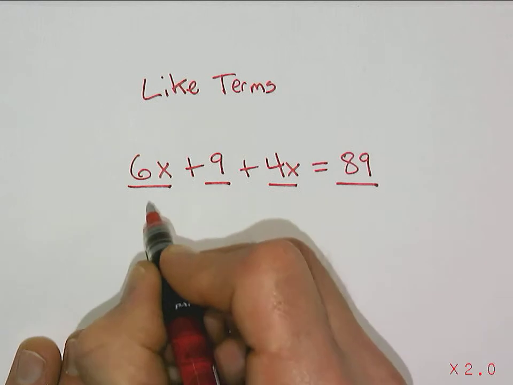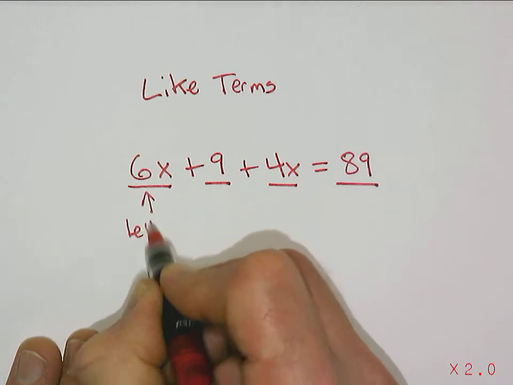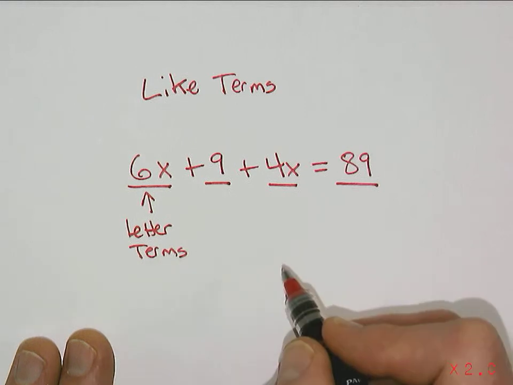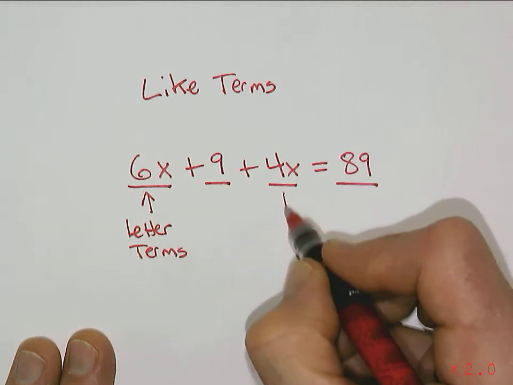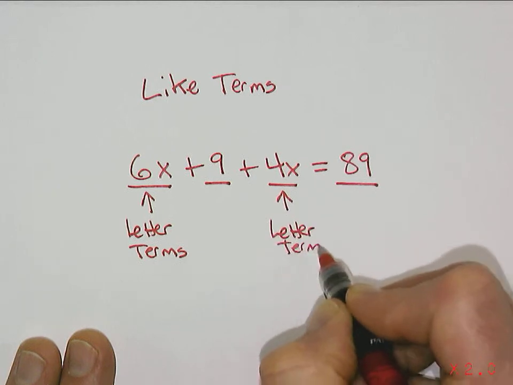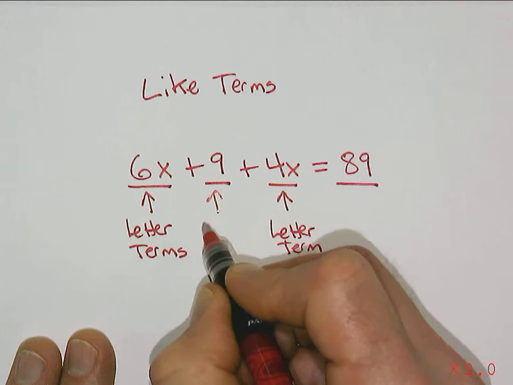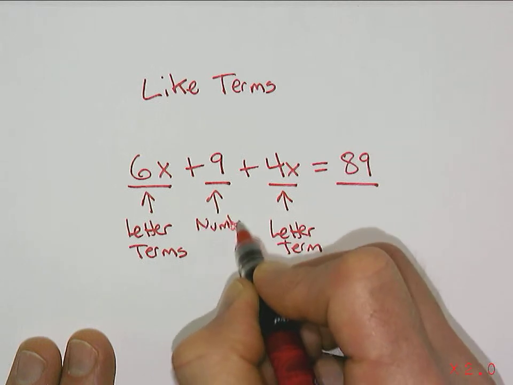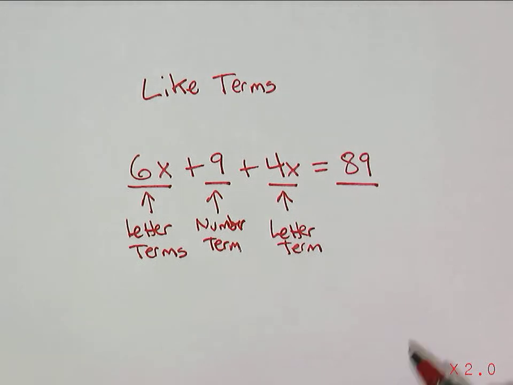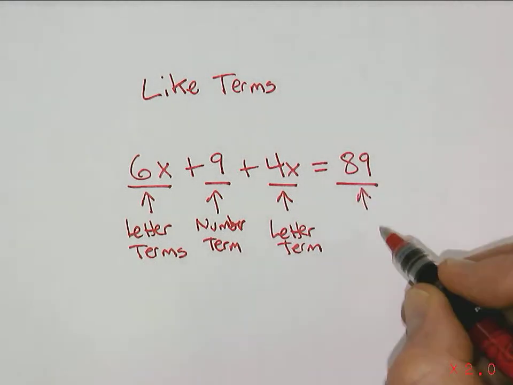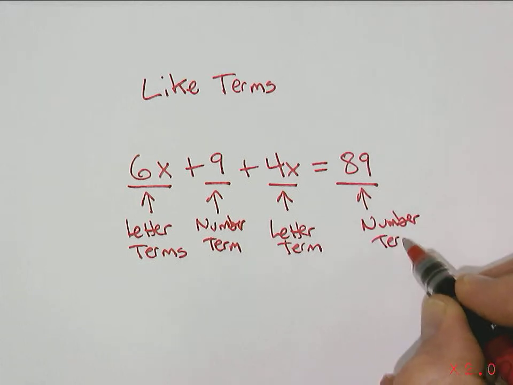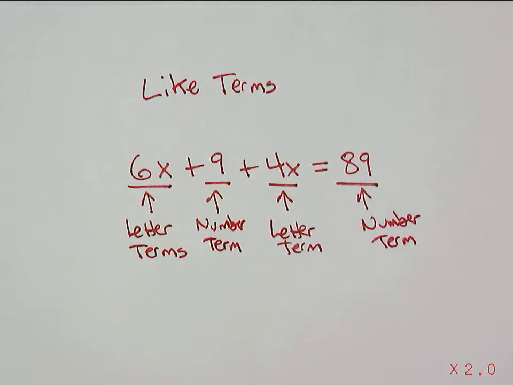Now there are letter terms like the 6x, and the 4x is a letter term. And then there are number terms like the 9, and the 89 is also a number term because all it has is a number. So we have letter terms and number terms.